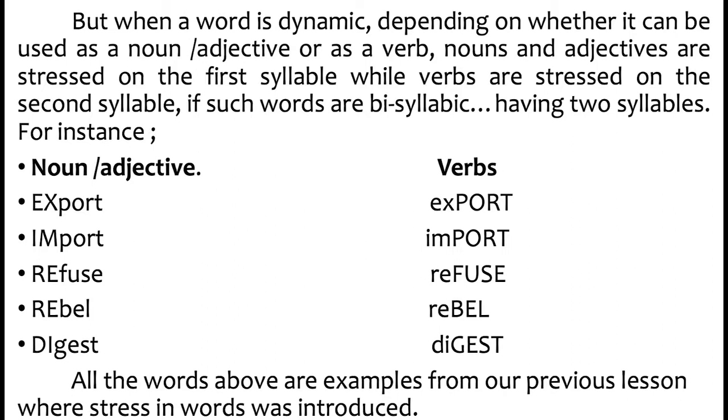Then we have rebel. We are using that word as a noun. And then rebel, we're using this one now as a verb. Digest, we're using that word as a noun, while digest is used as a verb. Now all the words above are examples from our previous lesson where stress in words was introduced.